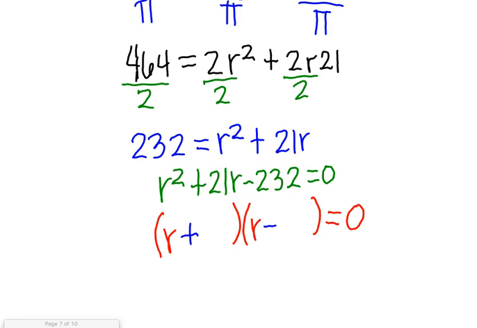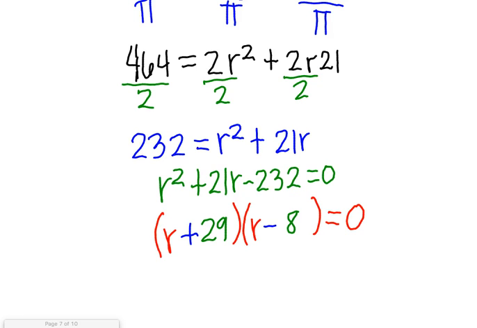I'm gonna guess 58 and 4. But what's 58 minus 4? Not 21. I'm gonna guess 29 and 8. So Gabe found it. 232 divided by 8 is 29. What's 29 minus 8? 21. And that's what we wanted. So 29 goes here, and 8 goes there.